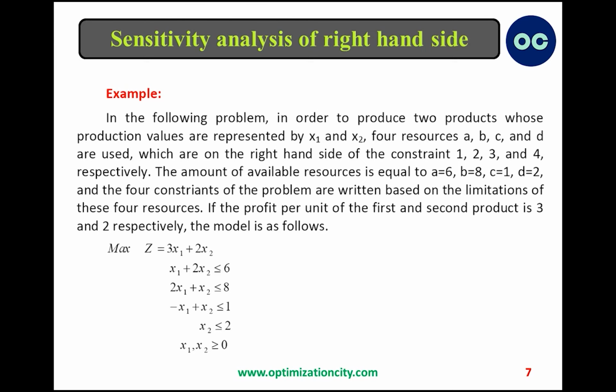Let's consider an example where we need to produce two products represented by x1 and x2. To produce these products, we use four resources: A, B, C, and D. The available amounts of the resources are A equal to 6, B equal to 8, C equal to 1, and D equal to 2. The constraints of the problem are defined based on the limitation of these four resources. Additionally, if the profit per unit of the first product is 3 and the profit per unit of the second product is 2, the model can be summarized here. So we have two decision variables and four constraints.